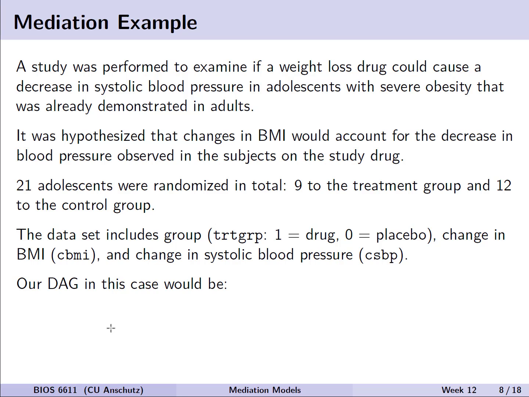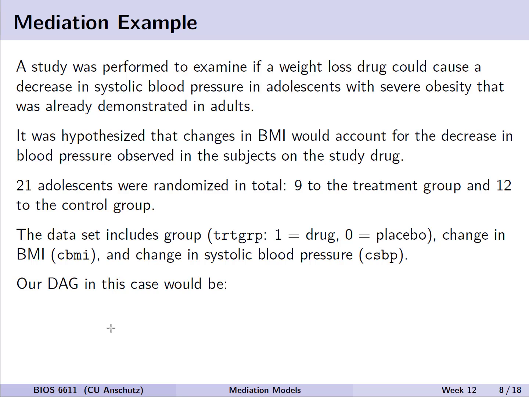Let's now turn towards an example of mediation and see how it works in practice, and also some things to be aware of that could happen that we might need to watch out for. In our example, a study was performed to examine if a weight loss drug could cause a decrease in the systolic blood pressure of adolescents who had severe obesity. This drug was already demonstrated in adults, so there was a hypothesis that it might be beneficial. It was also hypothesized that changes in BMI, though, would account for the decrease in blood pressure observed in the subjects on the study drug.